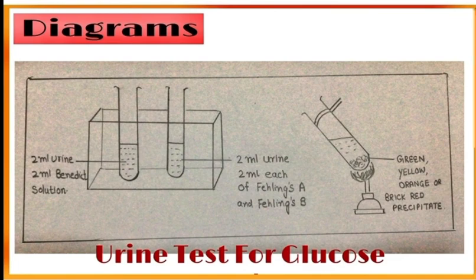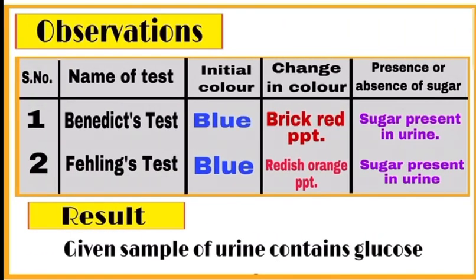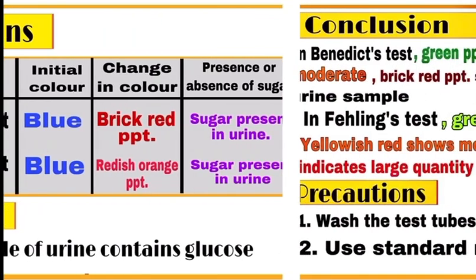This is the diagram showing urine test for glucose. Draw it in your practical file. Write your observations of both the tests in this observation table. Then write the results. As per the observations, the given sample of urine contains glucose.